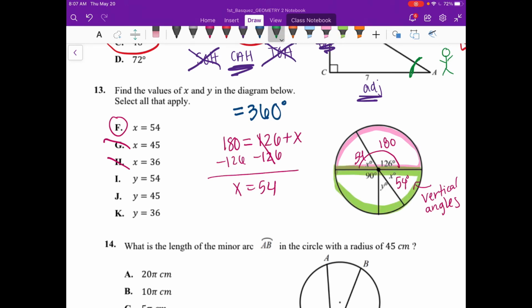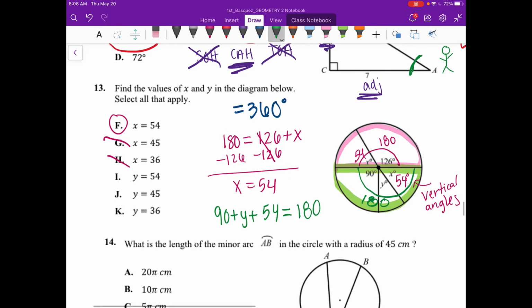Okay, so again, I know that all of these together are going to equal 180 degrees. So 90 and y and 54 now, because I know what x is, will equal 180 degrees. So combine like terms and then subtract it over. You're solving for y. I'm going to let you do that in the calculator. Make sure that when you subtract it over, you end up with okay. Y should equal 36. And another way I can go back and check, if I were to add in the calculator 54 plus 36 plus 90, your answer should be 180 because we're talking about a semicircle.